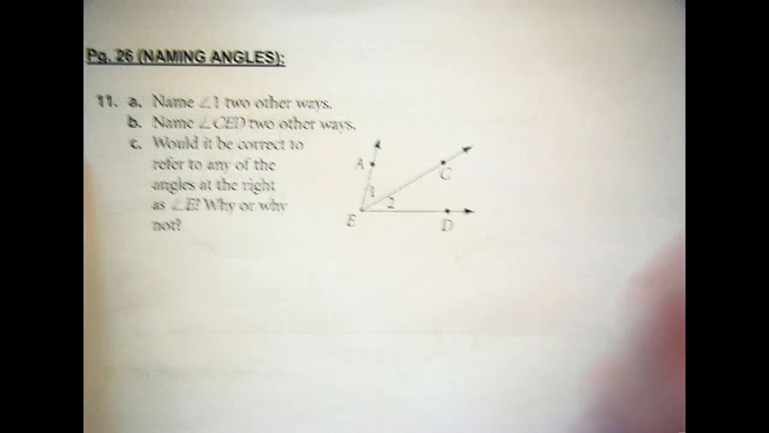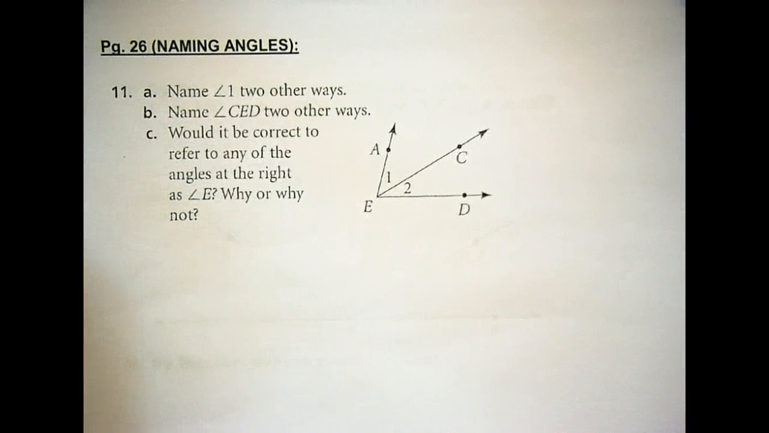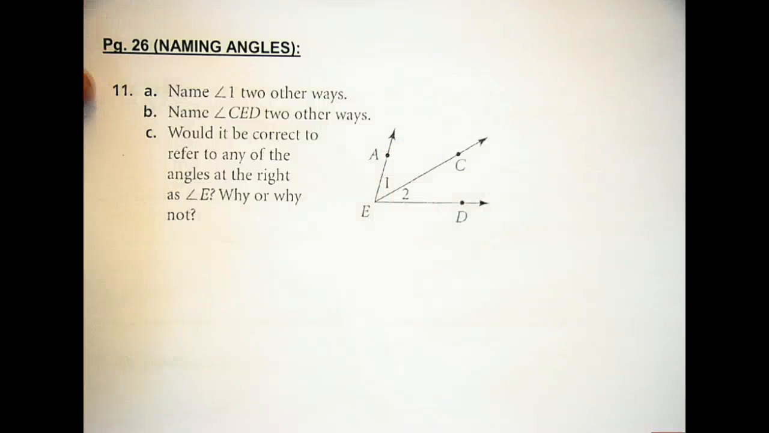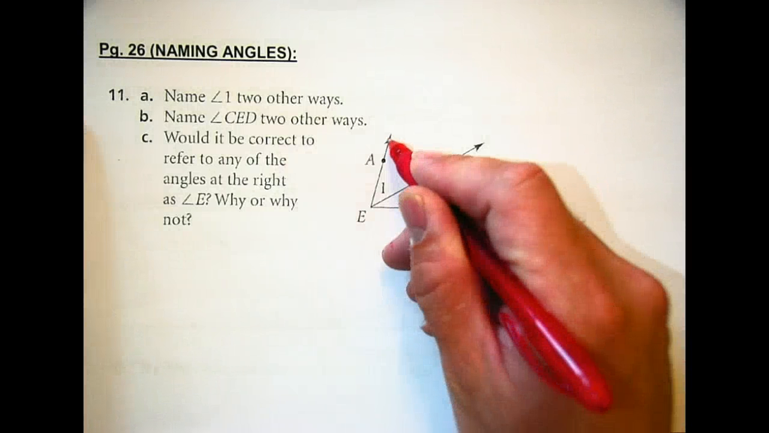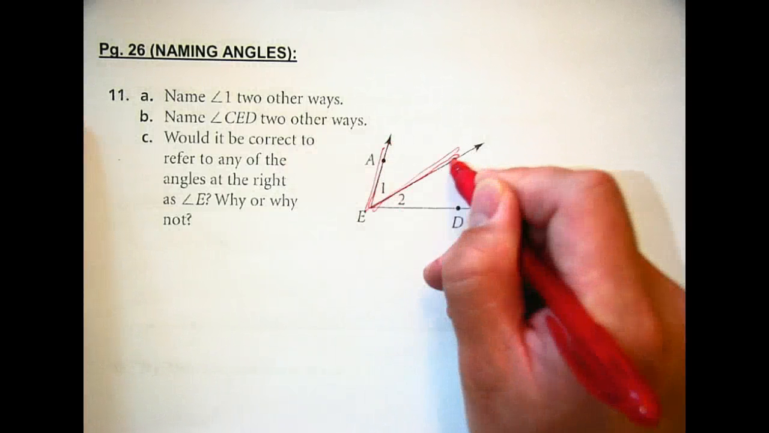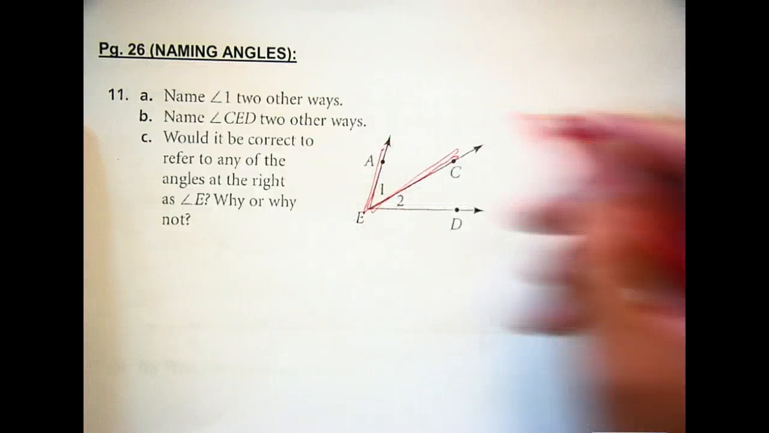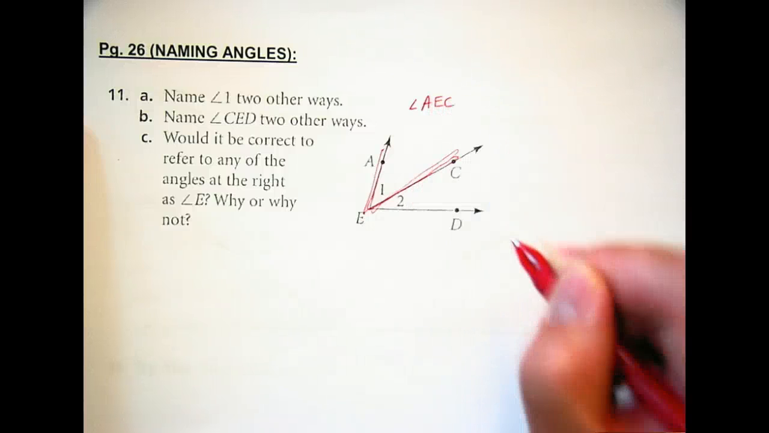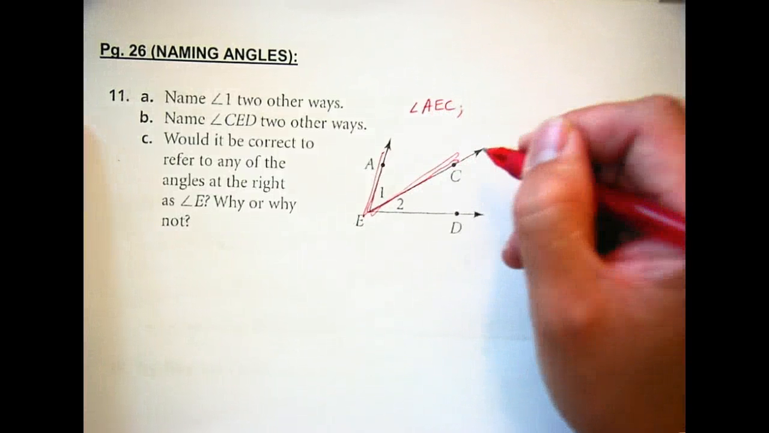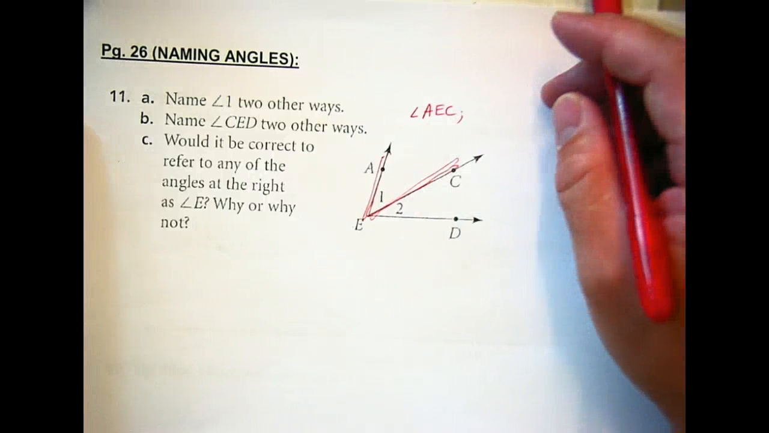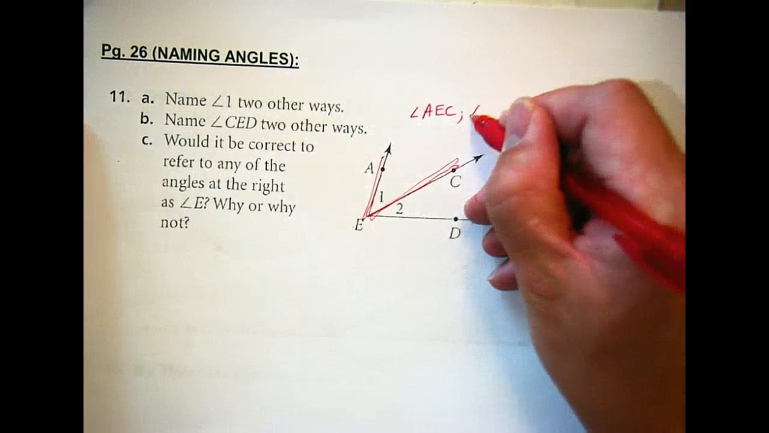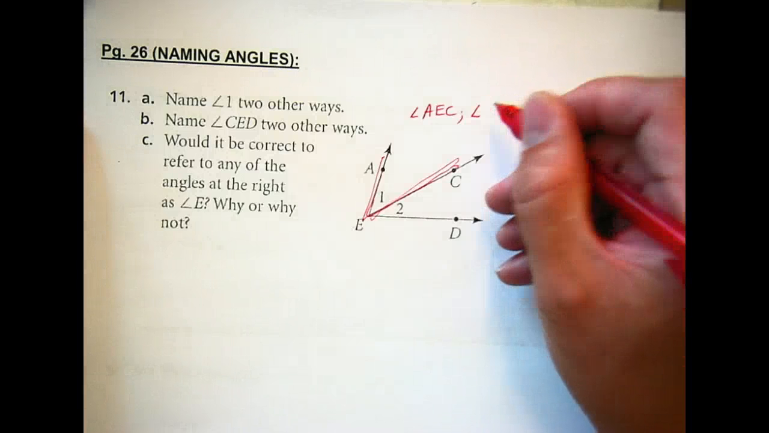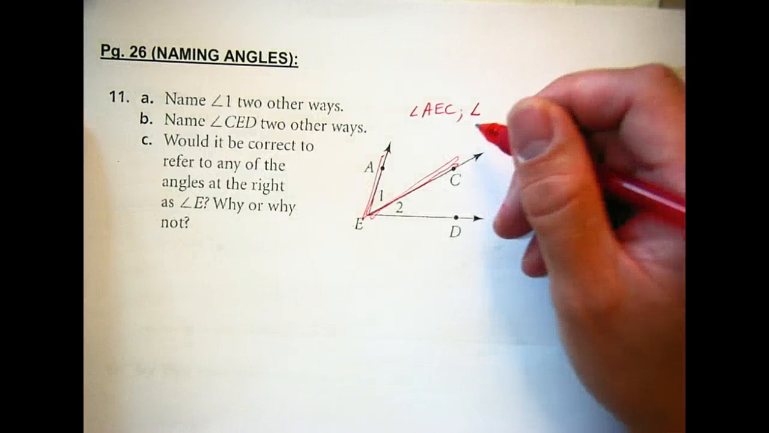That being said, I want you to try this one here. Name angle 1 in 2 other ways. So you get 10 seconds to name that in 2 other ways on your own. Ready, go. I hear some of you saying AEC. Some of you said CEA. That's the same angle, though. So angle AEC works. Anyone get the other one? It's not CEA. Those are the same. We're going to count those as the same. Has to be 3.